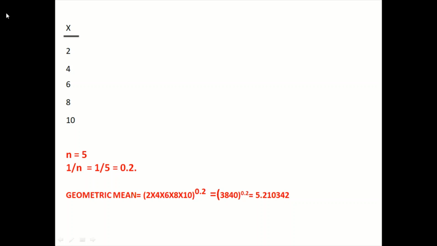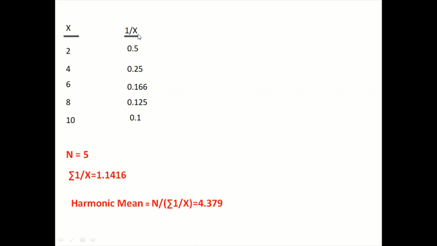Now, to find the harmonic mean, I need to find the inverse of each element, 1 by x. That is 1 divided by 2, 0.5. 1 divided by 4, 0.25. 1 divided by 6, 0.166. 1 by 8, 0.125. 1 by 10, 0.1. Now all these values are again what? Sum. They are added and they are stored to one variable name called as sum ix. Right? Stored to sum ix.